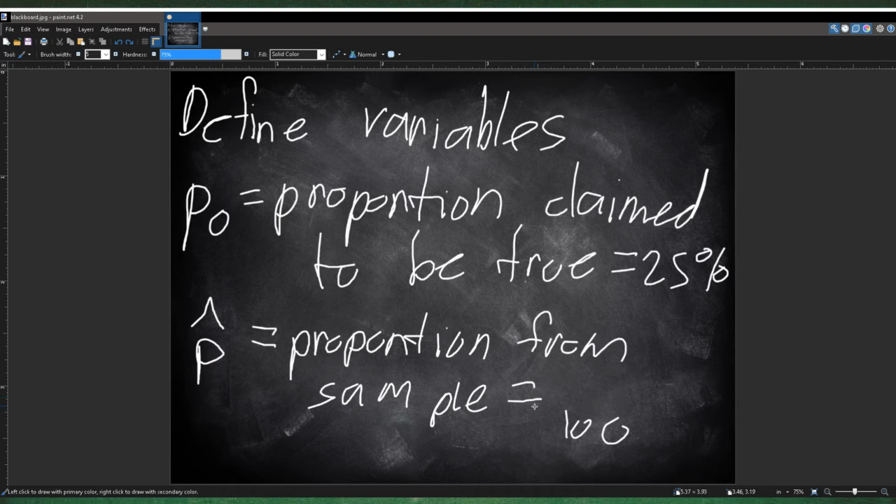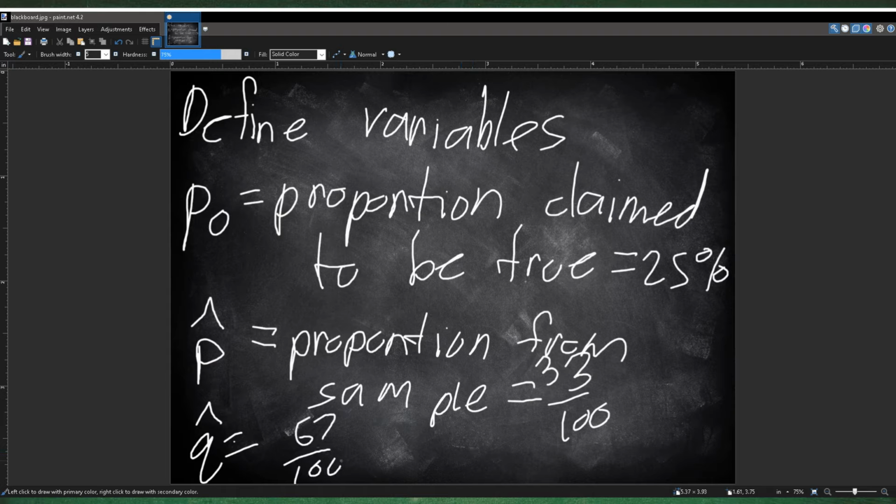And then from there, you could get your q hat, which is the proportion from a sample that's not that number. So if this is 33 over 100, then it's just 100 minus that 33, which is 67 over 100. Whatever the p value is, it's just 1 minus that p value to get the q value. So you want q0, the proportion claimed to be not red. Because if 25% is claimed to be red, then 75% is claimed to not be red. So you just use a little bit of logic, or just subtract it.